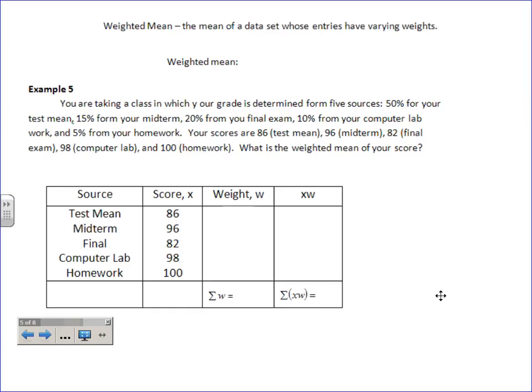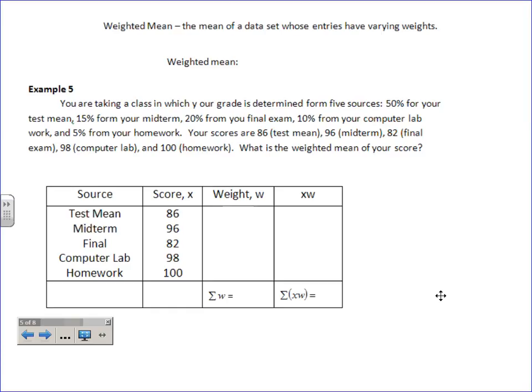Basically, all it is, is the mean of a data set whose entries have varying weight. Like some things are more important than others, I guess is one way you could look at it. Or they are weighed more towards your value. Like here you've got test scores and stuff. Some are weighed more than others. And if you had to think of how to do that on your own, you might struggle a little bit. But it's really not that hard.